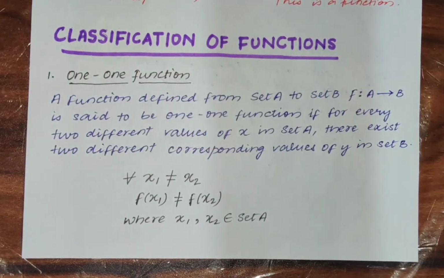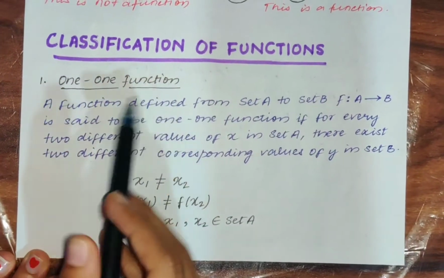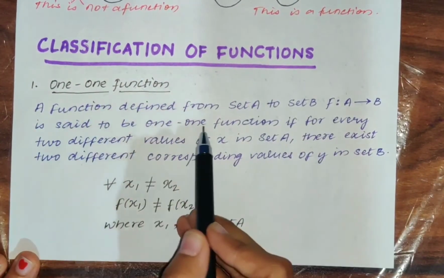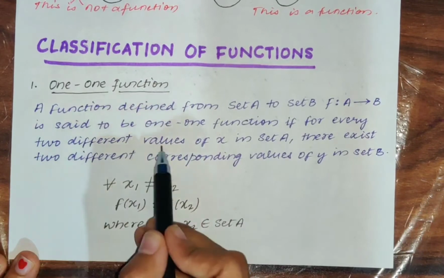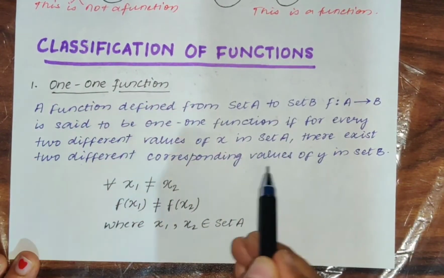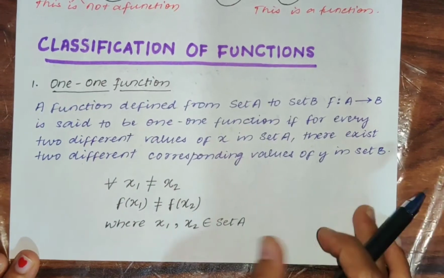Hello everyone, in this video we'll be talking about classification of functions. Functions are classified into four types. The first one is 1-1 function. A function defined from set A to set B is said to be 1-1 function if for every two different values of x in set A, there exist two different corresponding values of y in set B.